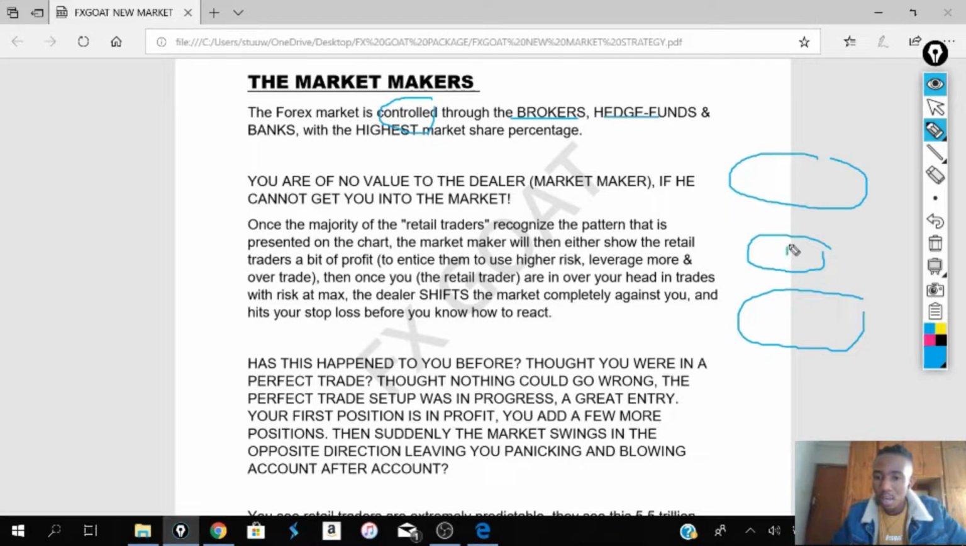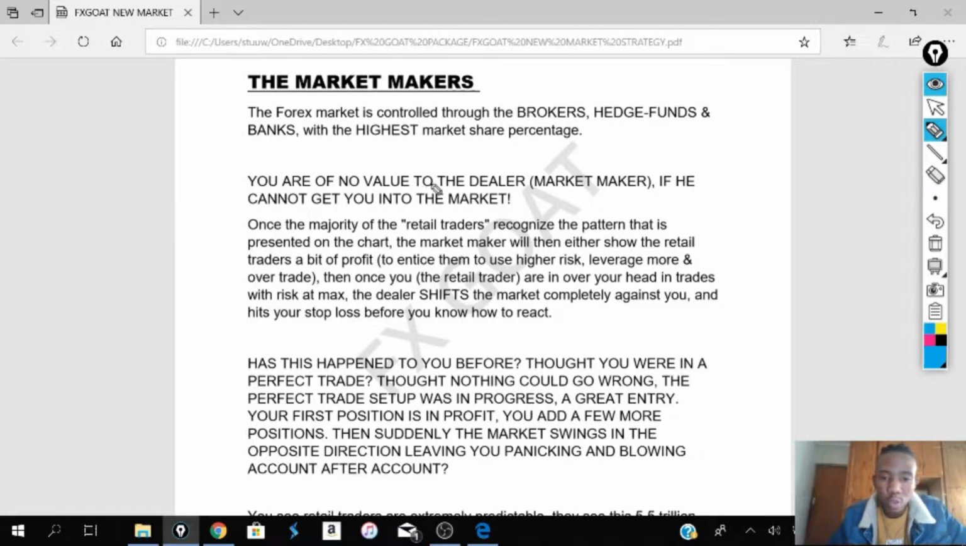The brokers are our enemy because they don't have our best interest at heart. But the major enemy is the market maker. Why? Because they're using the brokers as a front to get to you. They control the market. Now I want to show you how to understand the market makers, how to see how they trap you. Okay? So let me show you how they trap retail traders.